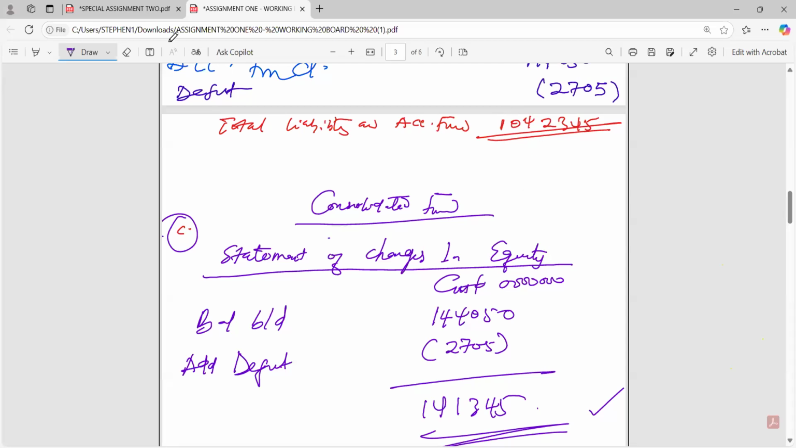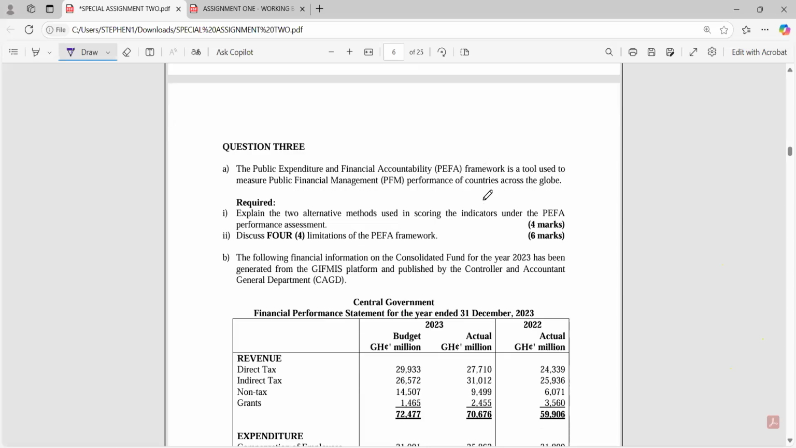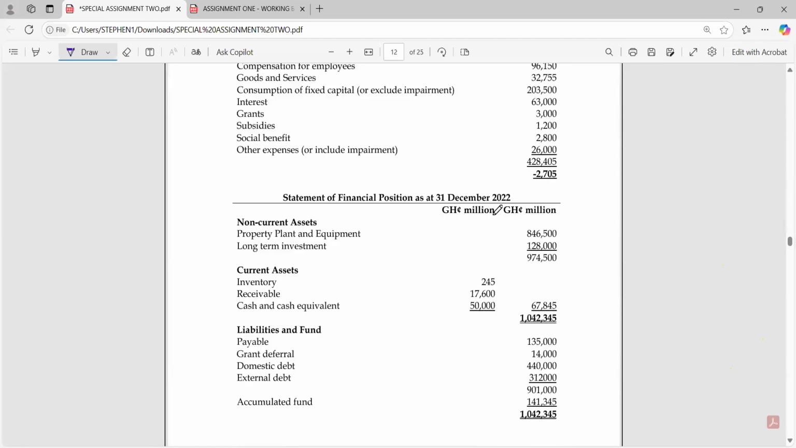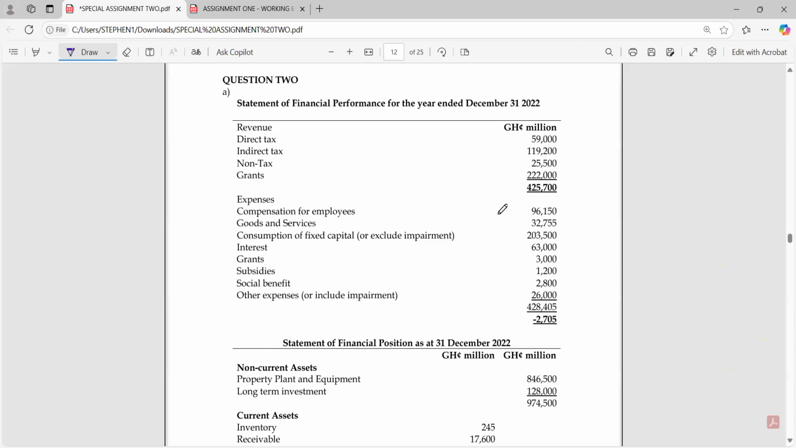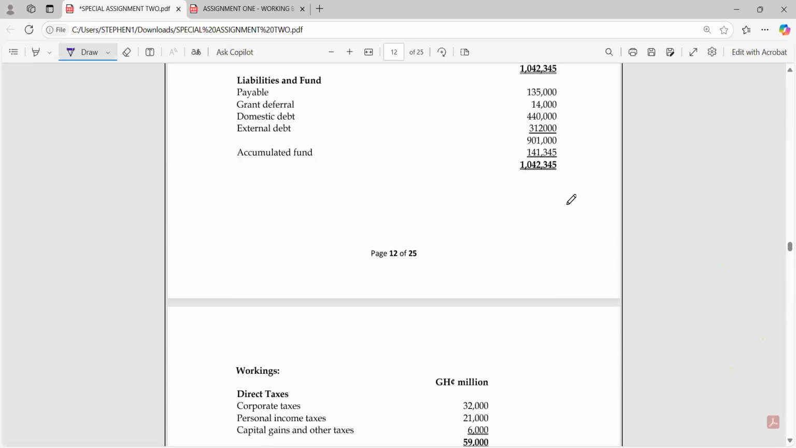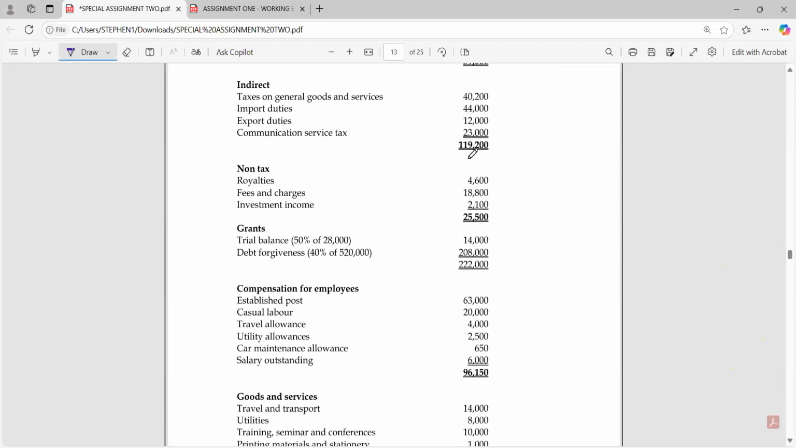Now let me show you how marking is done. In the examination, have a fair idea of how we do the marking. Are you okay? So let's see how marking is done. This is the marking scheme. Statement of financial performance for the year ended 31st December. Can you see that? Can you see the deficit? 2705. It means you all did well, right? Good. Then where do you come here? Workings.